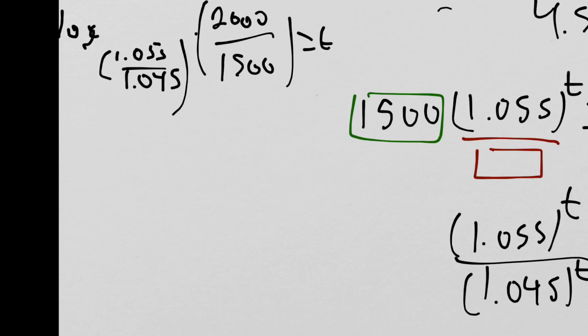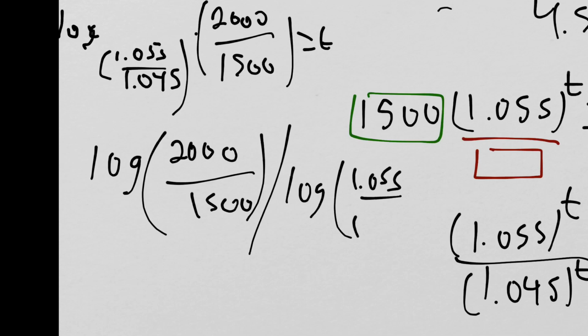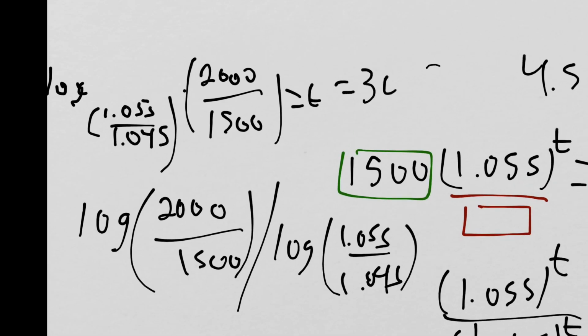So now I can do that change of base, and I can do log of that 2,000 over 1,500, and I need to divide that by log of 1.055 over 1.045. Okay. And that is going to give us our time taken for the catch-up. So we have log of 2,000 divided by 1,500, all in one, and then you should be doing log of 1.055 divided by 1.045. And I'm getting 30.21 years, or 30.2 years.